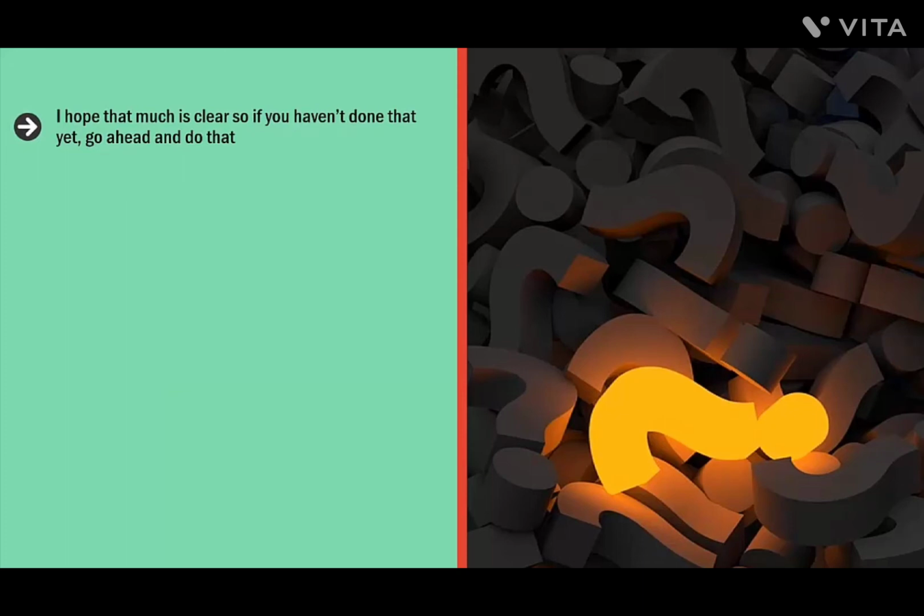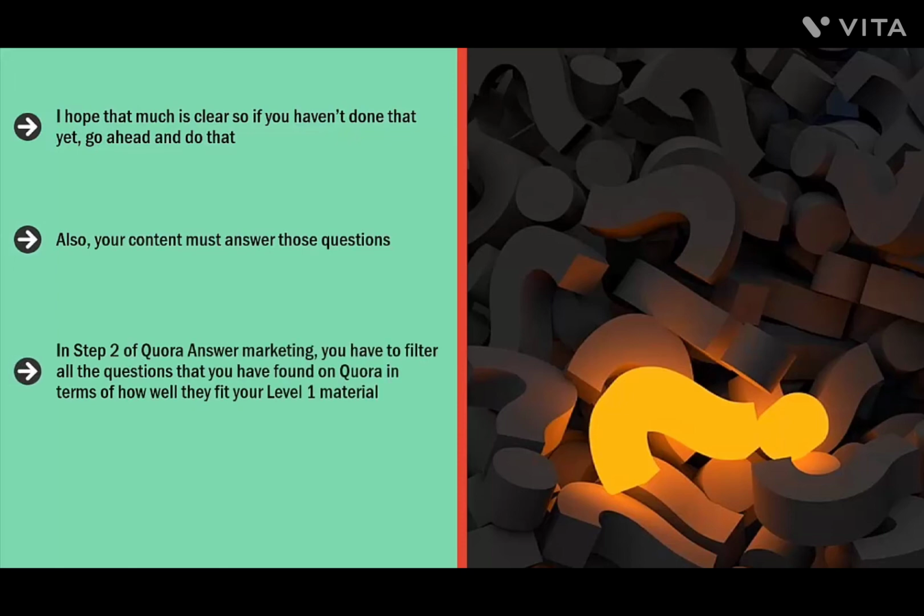The key here is that your content must answer key questions that your audience members would have in mind when looking for solutions. Also, your content must answer those questions. In step 2 of Quora Answer Marketing, you have to filter all the questions that you have found on Quora in terms of how well they fit your level 1 material.